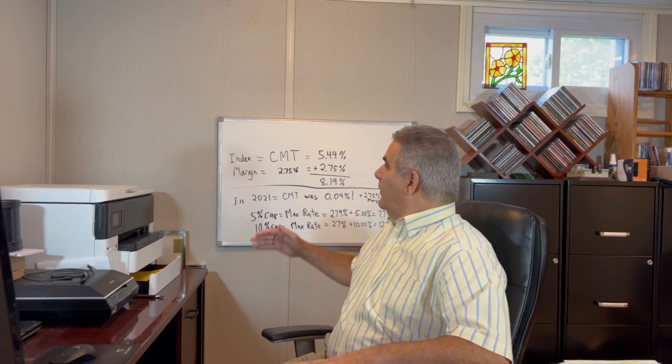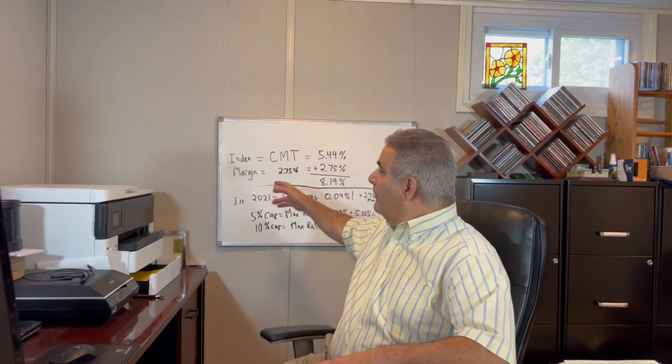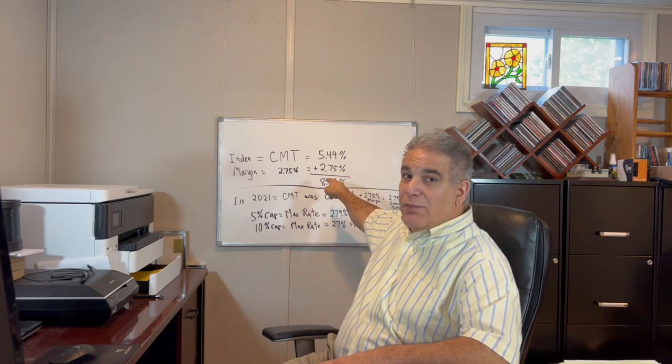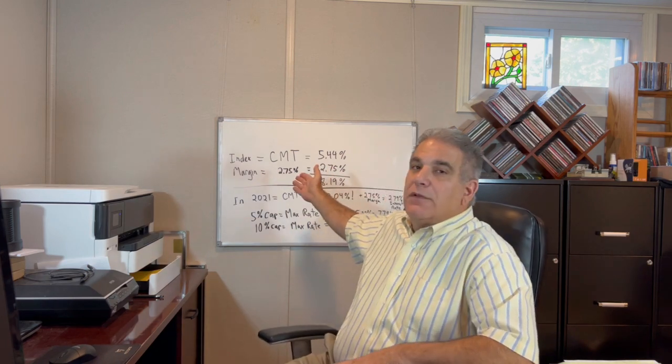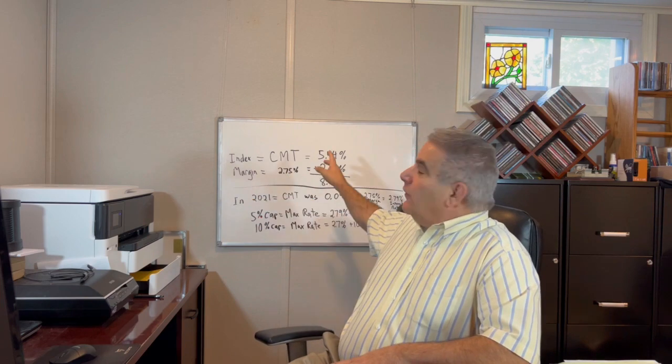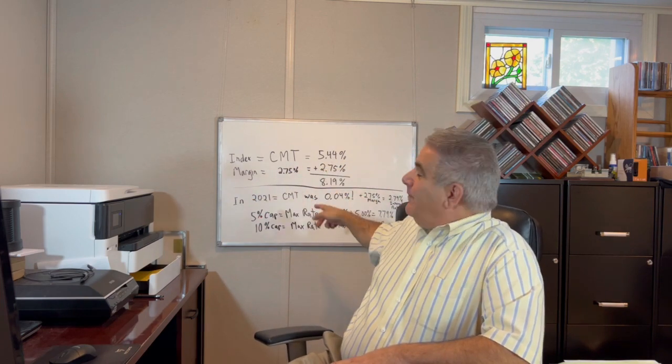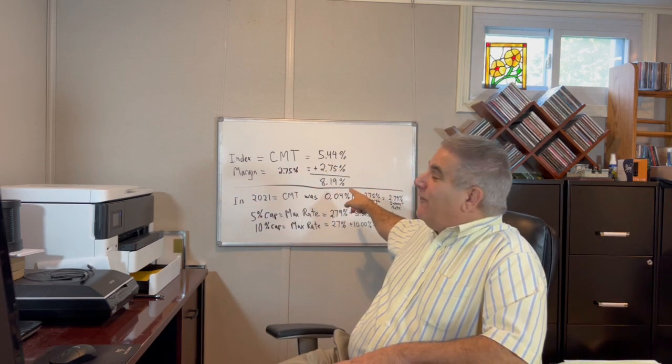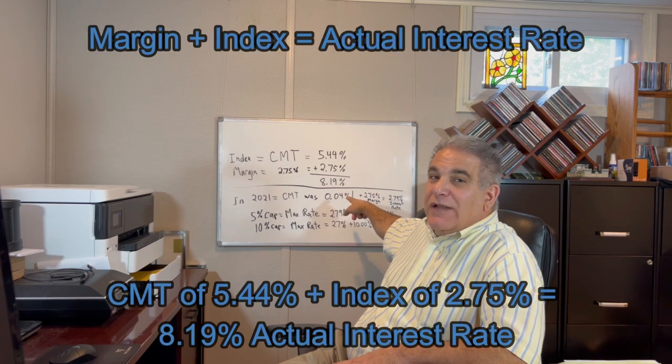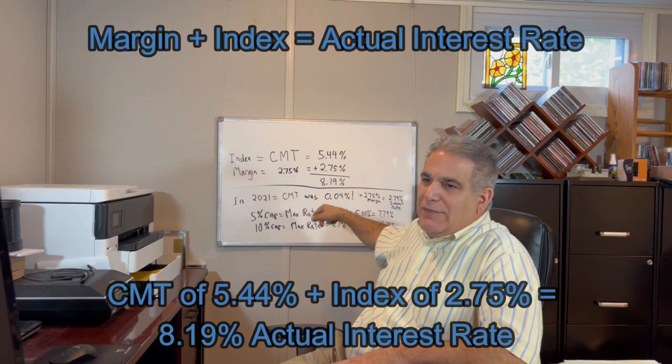So for an example, the CMT, at the time I'm making this video, is 5.44%. Then what you do is you add a margin to it. That's the plus 1, plus 2, plus 3. With reverse mortgages, I use the typical margin of 2.75%. So you take the 5.44, add the 2.75, and your interest rate is 8.19%.